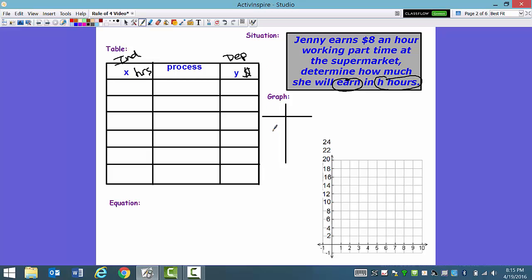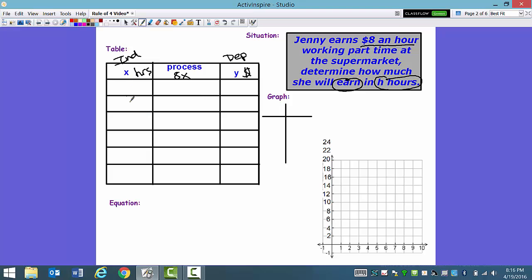All right, so our process, going back to our situation, what do we have in here that tells us what to do? Well, it tells us that she earns $8 an hour. So that operation is multiplication. So our process is to multiply the 8 times the number of hours, x. So our process is 8 times x.